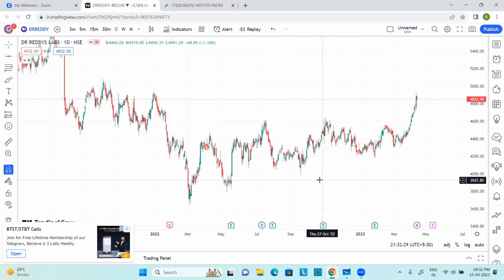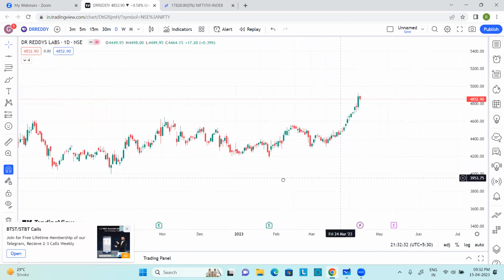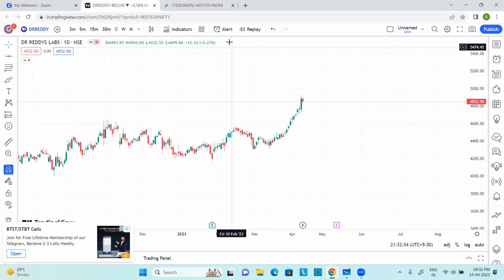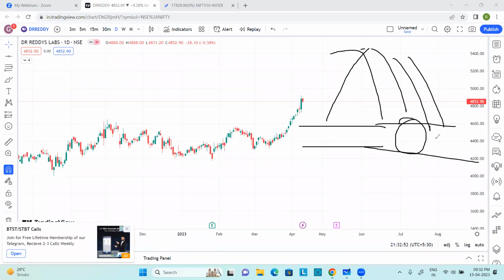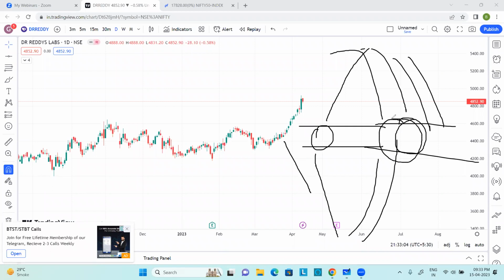Sagar, what is gap filling? Gap filling matlab when it creates a gap and it goes away from the gap, later at any point of time, maybe after 1 month, 2 months, or 5 years, 10 years, when it comes to that gap, it will act as a support. When it breaks a support and creates a gap and goes below this, later whenever it comes to that level, it will work as a resistance. Sagar, got it?